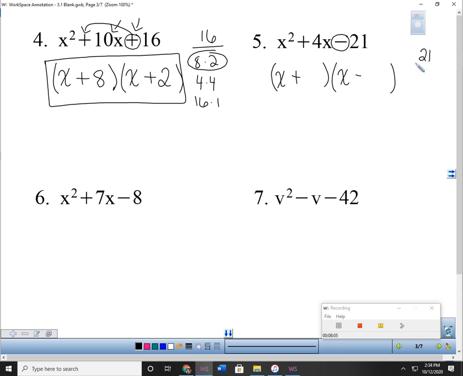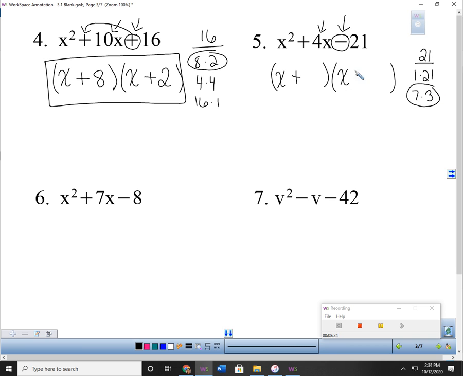So what multiplies to make 21? 1 and 21. 7 and 3, and that's it, right? But I want the one that will, since I have a minus here, subtract to make 4. That would be 7 and 3.